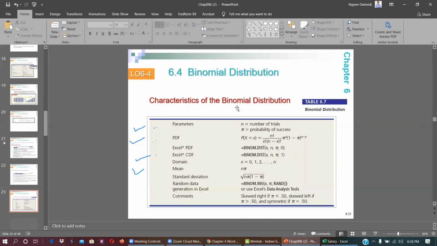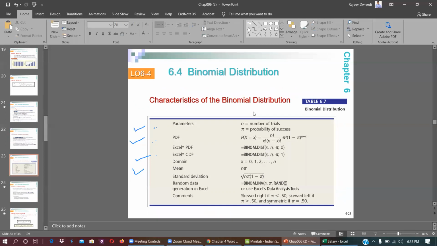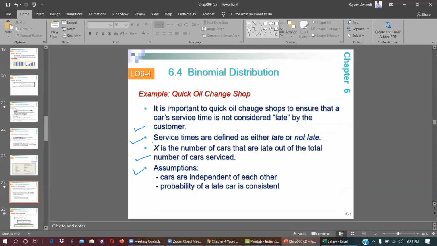And then we have the PDF and CDF, the mean is n times pi, and the standard deviation is this formula. We are not going to remember this. Everything is done through the calculator. And look into this example. This is the first example we are going to do.